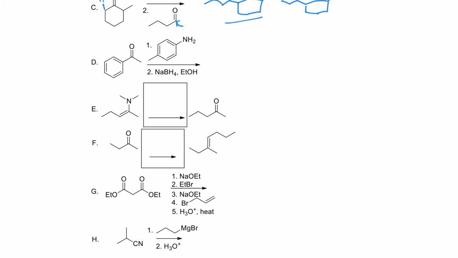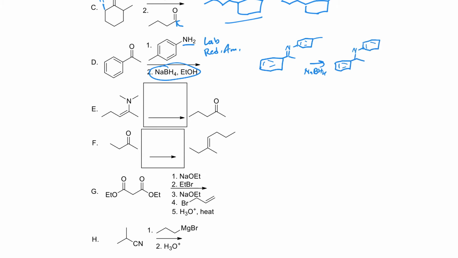Question D, we've got a ketone, we've got an amine, and that's followed by sodium borohydride and ethanol. We did this in lab. This is a reductive amination. First thing we do, as we saw in lab, is form the imine. And the second thing is reduce the imine to the amine. Again, just like we saw in lab. So this is what we're looking for here. This got you 2 points.